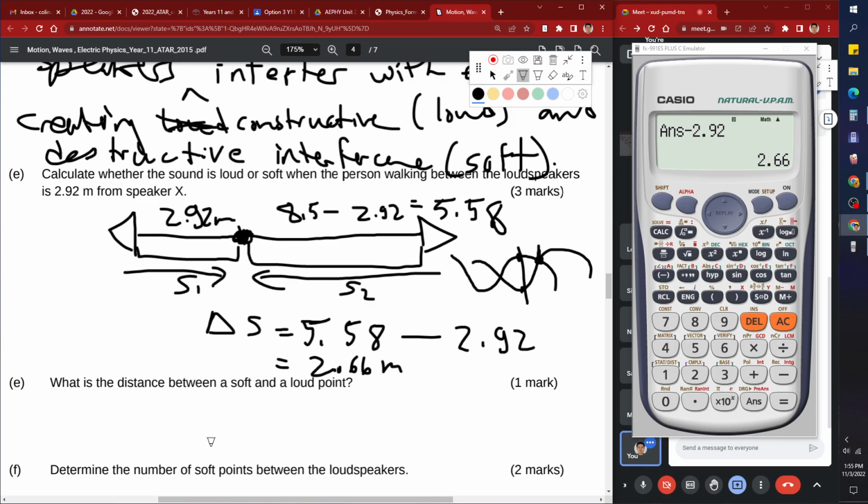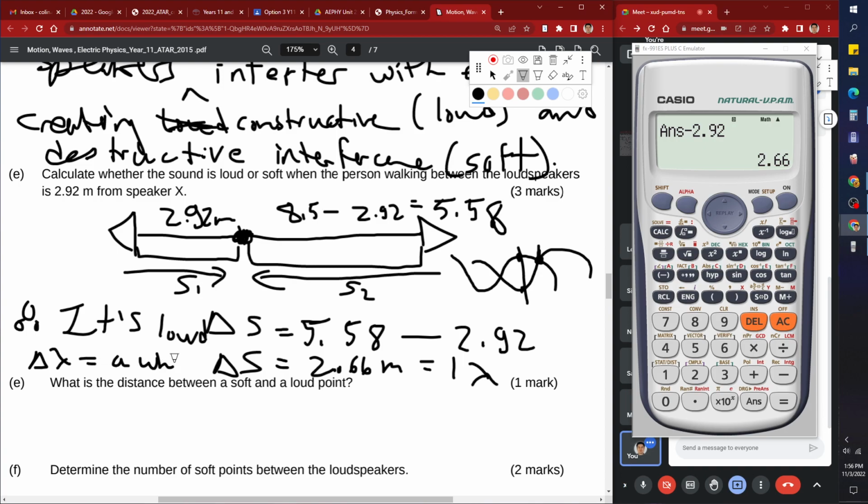So basically, do we hear a loud or a soft sound when the difference is equal to one wavelength? When we have a difference of a whole wavelength, it could be 2 wavelengths, 3 wavelengths, or in this case 1 wavelength, that means it's constructive interference. They're in phase. So what is the question asking again? Calculate whether the sound is loud or soft. Therefore, it's loud. The difference in wavelength is a whole wavelength. So that means they're in phase.